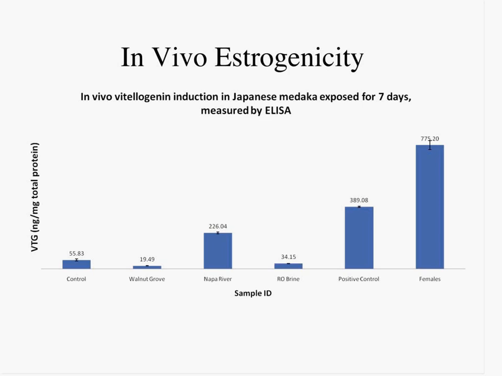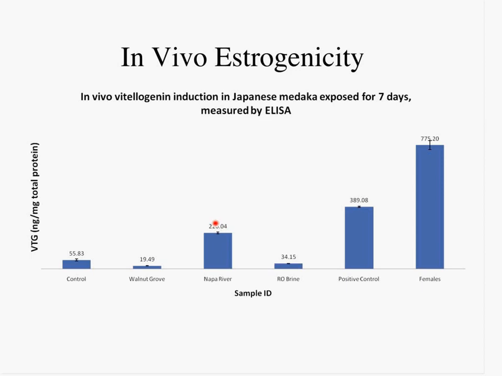Well, these are some studies that we just finished about a month ago. We took water from the Napa River and Walnut Grove, which is, again, the Sacramento River Delta site, transported the water down to our laboratory, and exposed live animals, in this case Japanese Medaka, for 7 days and measured vitellogenin. As you can see, even if fish are exposed to water by itself, we are seeing estrogenic activity in that water.